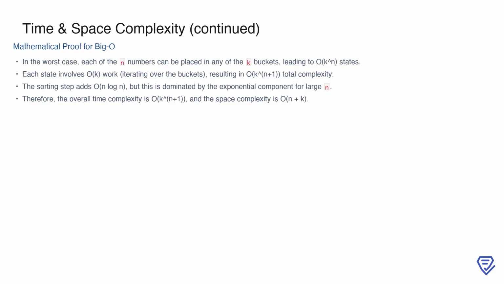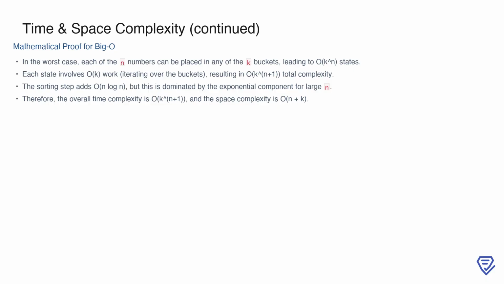Finally, let's solidify our understanding of the time complexity with a mathematical perspective. In the worst case, each of the n numbers can be placed into any of the k buckets, resulting in k^n possible states. For each state, the algorithm performs k work to iterate over the buckets, leading to a total complexity of k^(n+1). The sorting step, which requires n log n, is insignificant compared to the exponential growth of k^(n+1) as n increases. This confirms that the overall time complexity is k^(n+1).